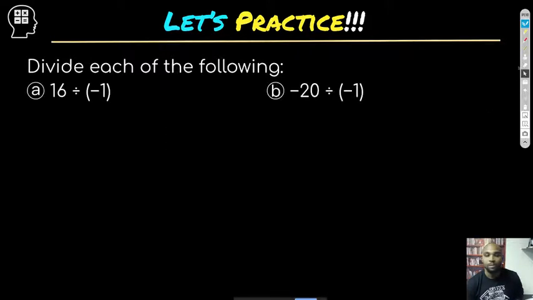Let's do a couple more. 16 divided by negative 1. Well, 16 is positive and 1 is negative. So there's two different signs, so my answer is going to be negative. 16 divided by 1 is 16. Two of the same signs, negative and negative, going to give me a positive answer. 20 divided by 1 is 20. So I can leave that positive.